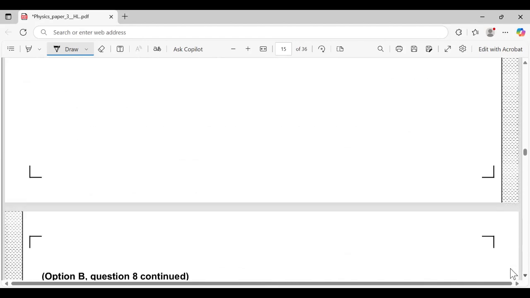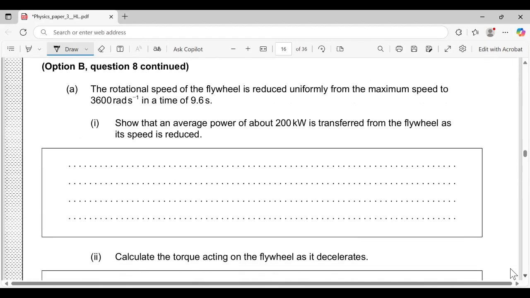Question. The rotational speed of the flywheel is reduced uniformly from the maximum speed to 3,600 radians per second in a time of 9.6 seconds. Show that an average power of about 200 kilowatts is transferred from the flywheel as its speed is reduced. So I'm going to use the change in rotational kinetic energy.